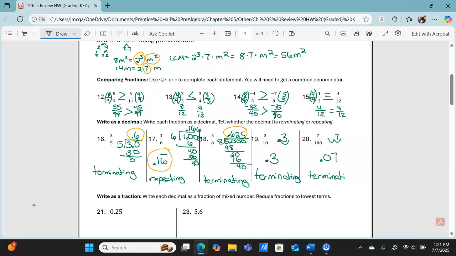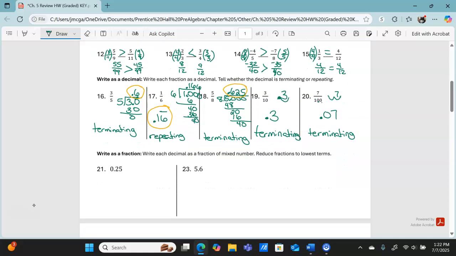The number of zeros: so I divided by 10, so I move the decimal 1 to the left. Divided by 100, move the decimal 2 to the left. If you divided by 1,000, you would move it 3 to the left because there's 3 zeros. You can do the division, but it'll end you up in the same place.